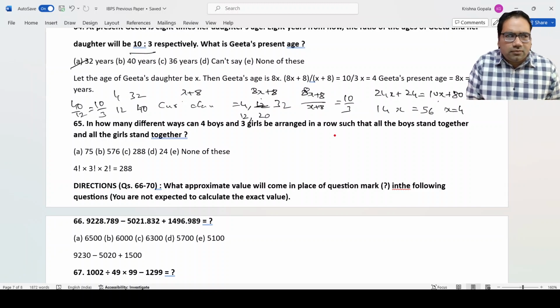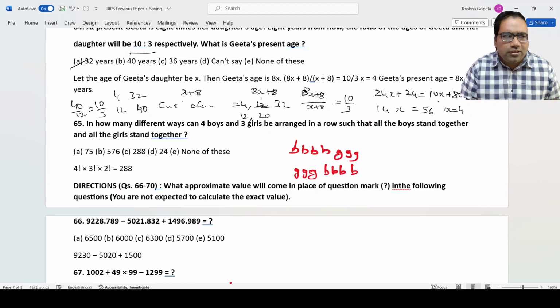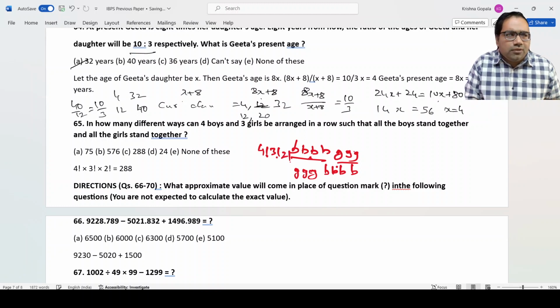What he's saying, then it should be like boy, boy, boy, boy, girl, girl, girl, either this way or girl, girl, girl, boy, boy, boy, boy. Right? Only two ways. Now, these four boys can be arranged in 4 factorial and three girls can be arranged in 3 factorial. And then either boys first or girls first, which is 2 factorial. Okay, 4 factorial into 3 factorial into 2 factorial is equal to 288.